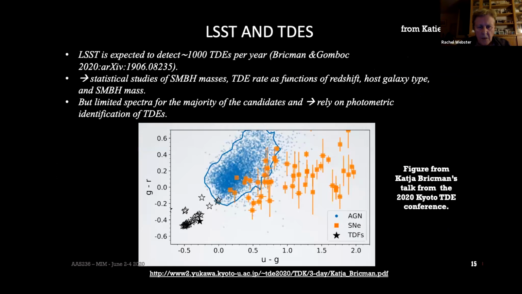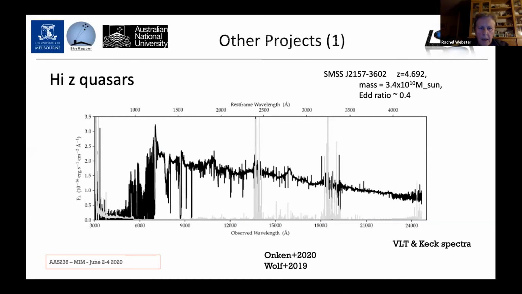Just my last couple of slides. Just to finish up on TDEs, they're predicting about 1,000 will be observed per year with LSST. This is a very exciting and complementary study, I think, to the Changing Look AGN.